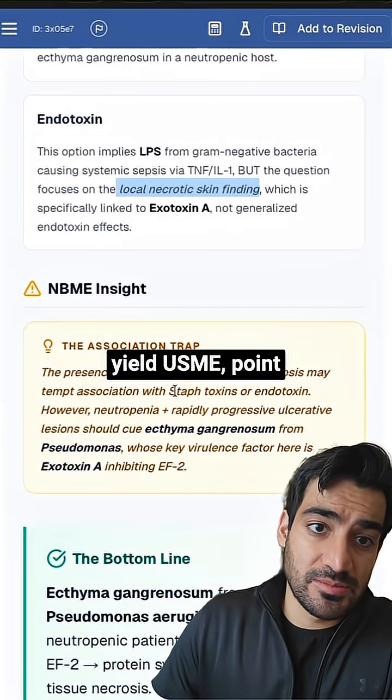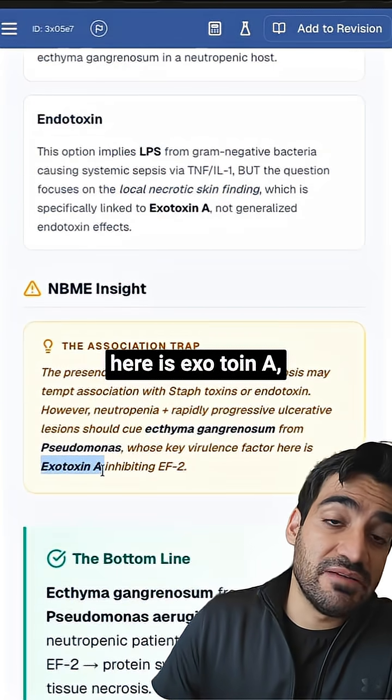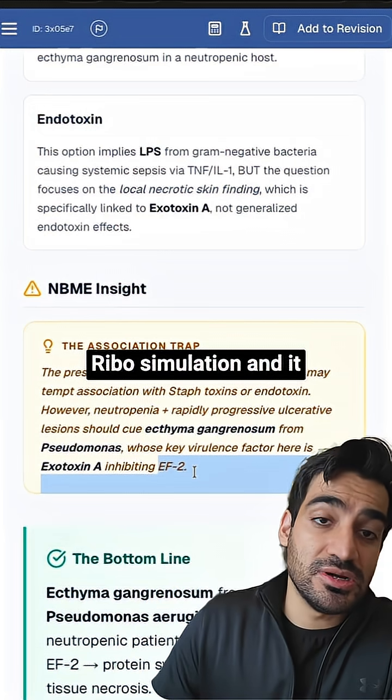One essential high-yield USMLE point you should know here is the key factor is exotoxin A, which inhibits EF2 factor. It uses ADP ribosylation and it inactivates EF2.